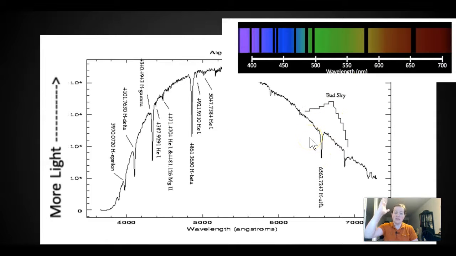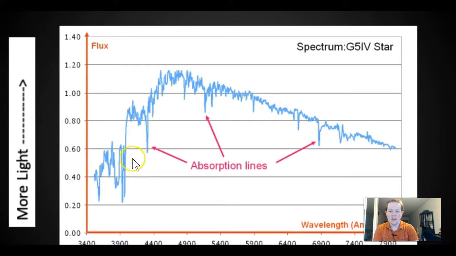When you see these dips. These dips. Here's another, a dip. Oh, that's light being absorbed. And we can identify the size, the type of that light. So these are absorption lines. That's what scientists call them.